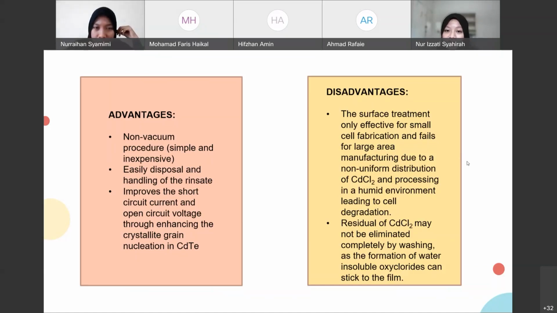For the disadvantages, the surface treatment is only effective for small cell fabrication and fails for large area manufacturing, due to the non-uniform distribution of cadmium chloride and processing in a humid environment leading to cell degradation. The next one is that the residue of the cadmium chloride itself may not be completely eliminated by washing, as the formation of water-insoluble oxychloride can stick to the film.